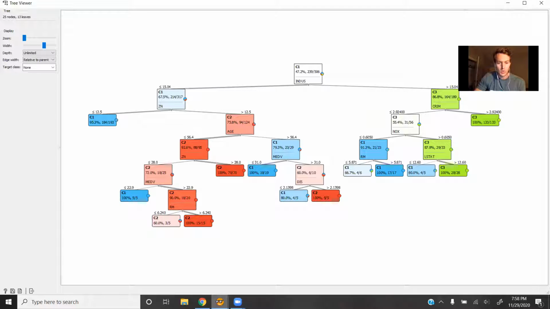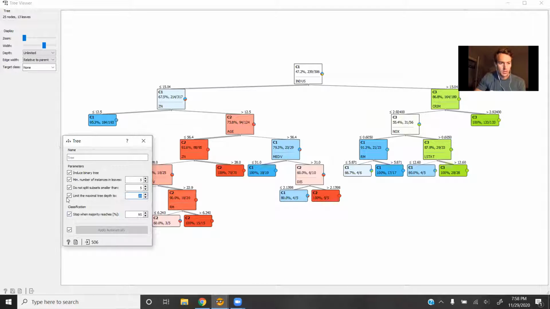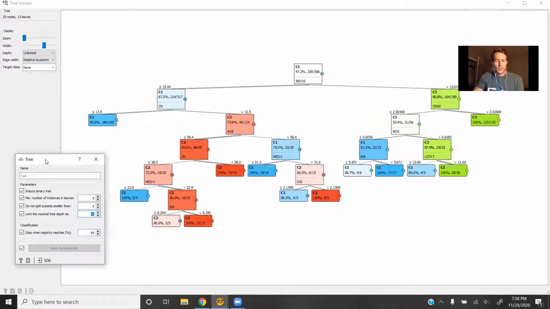Let's see here. So this is what we're looking at. I will bring up this. So what I did is I changed the numbers here in the leaves to 5 and 5, and then maximal tree depth to 20. So we'll play around with that a little bit as we move forward. But this was the housing data.